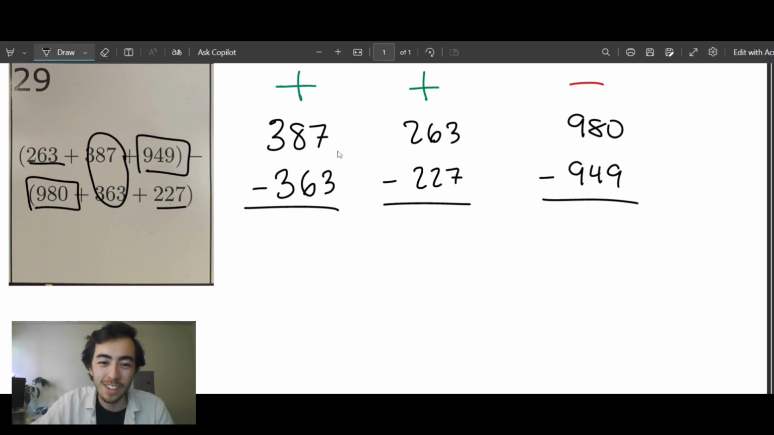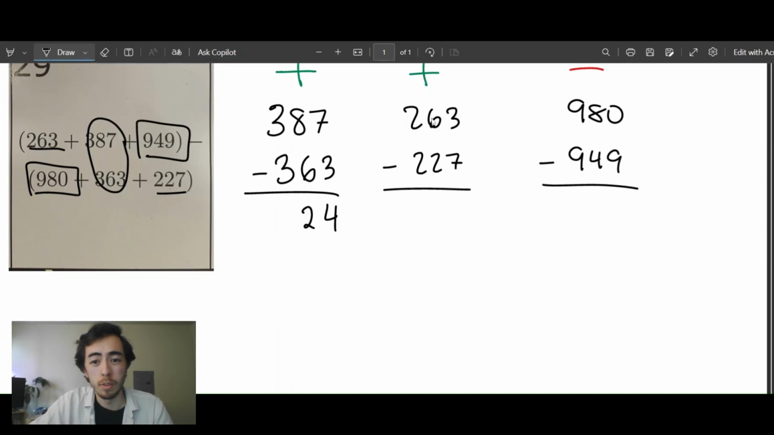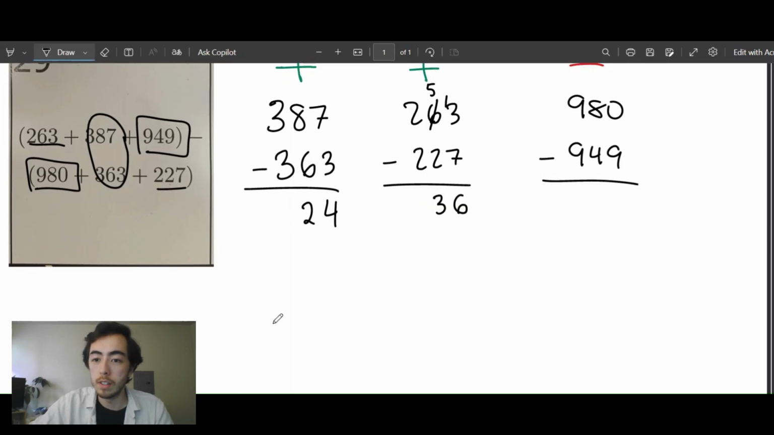Okay, so this subtraction problem is pretty straightforward. The ones place gives me a 4, the tens place gives me a 2, and the hundreds place gives me a 0. This one requires a little bit of borrowing, but isn't that bad. 13 minus 7 is 6, 5 minus 2 is 3, and then the hundreds cancel out. 200 minus 200 is 0. And then finally for this one, I guess I'll do some more borrowing again. 10 minus 9 is 1. 7 minus 4 is 3.